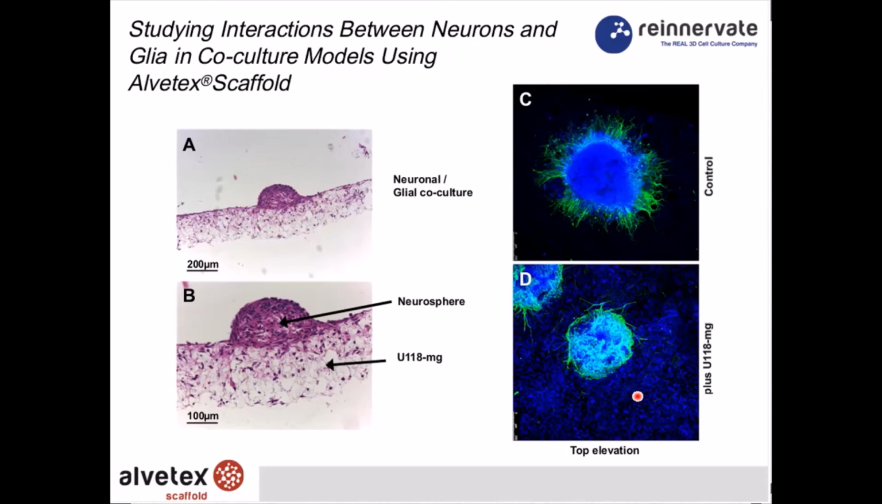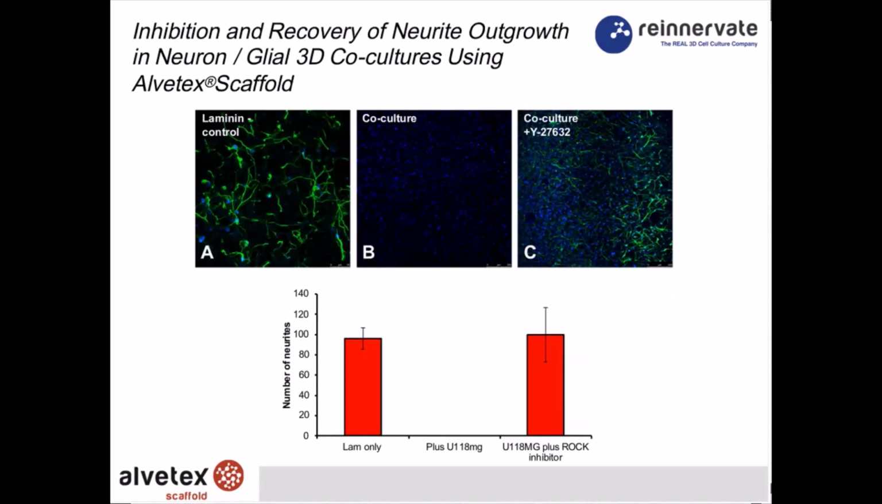So we can do the same again as before. In the control, we can determine the number of neurites going through, and in the co-culture, there are no neurites coming through, but in the co-culture plus, in this case, the ROCK inhibitor, the Y27632, we do get neurites then coming through again.